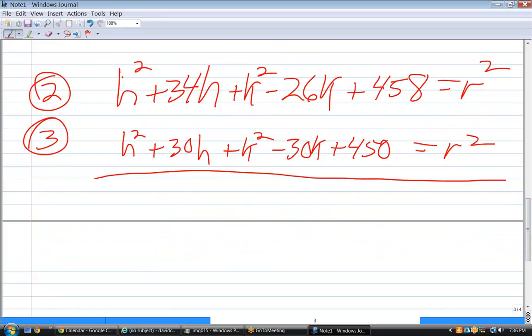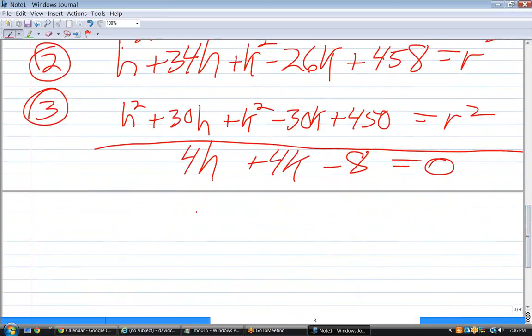That gives us negative, or 4h plus 4k, and then minus 8. Well, it would be minus 8 equals 0, right? Right. Well, we know what k is.